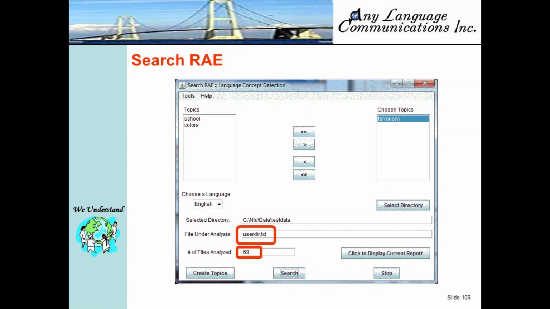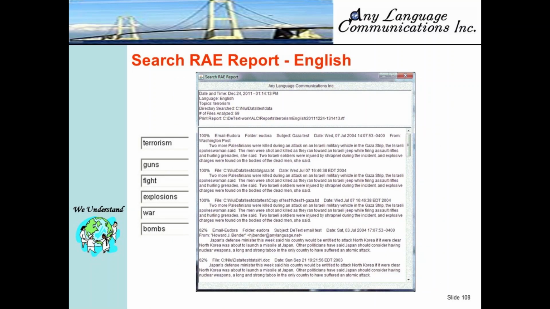Relationship analysis goes through the files one at a time to find passages that refer to terrorism. When it's finished, it shows the number of files it searched. Then you click to display the current report. Here's the report in order by likelihood with identifying information.